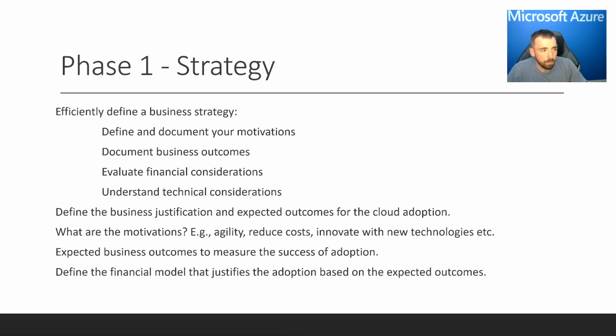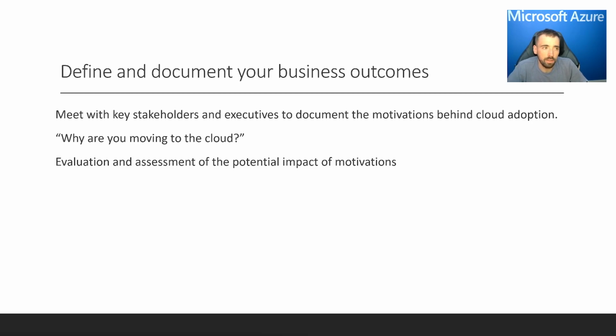So now I'm going to step through these 4 areas. The first being define and document your business outcomes. As I mentioned, it's important to understand the expected business outcomes early on. So we meet with key stakeholders and executives to document the motivations behind the cloud adoption. The question is, why are you moving to the cloud? And we evaluate and assess the potential impact of motivations.